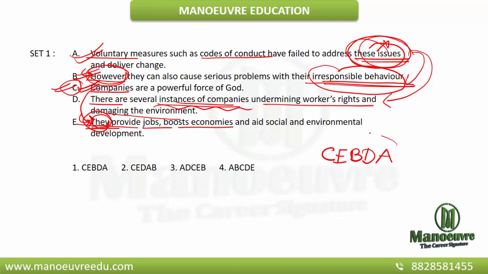Therefore, the right order in which the paragraph makes sense would be C, E, B, D, A. Now let us look at which of the options suggests this answer. It is option number 1, this C, E, B, D, A. This is going to be our right answer.